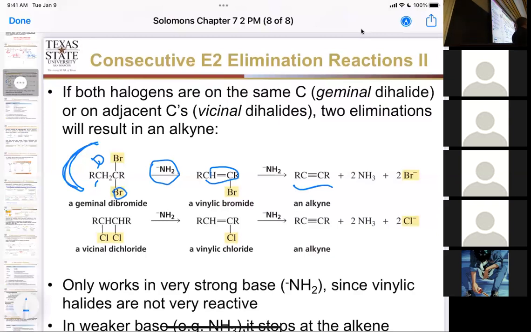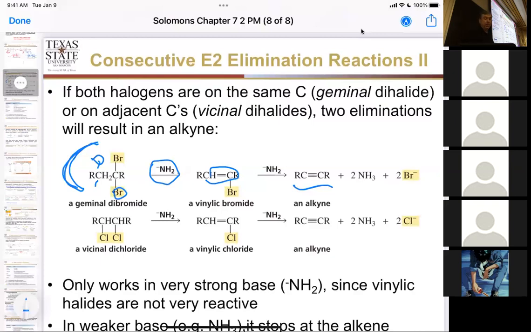We have to get a dihalo compound and remove one HBr to give us the first double bond, then remove the second equivalent of HBr to give us our second double bond. So that's how we have those three bonds between carbon. Remember, the first one is a sigma bond.